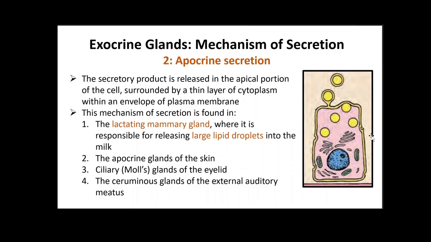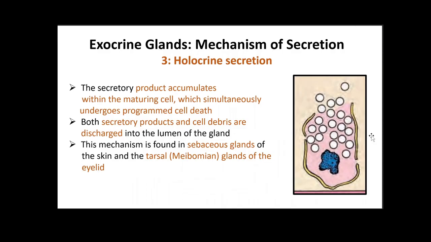The holocrine secretion is the third type. The secretory products accumulate within the cell, and then the cell basically bursts. It just commits suicide. You release everything, and the cell dies, and there's debris. When the time comes, the cells are filled with the secretion, then the cells burst, the membrane breaks, the contents are released, and the cell basically dies.